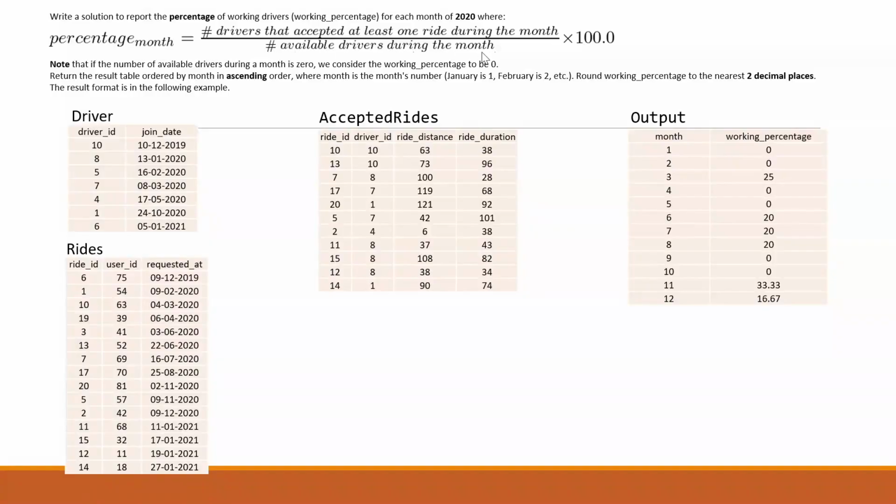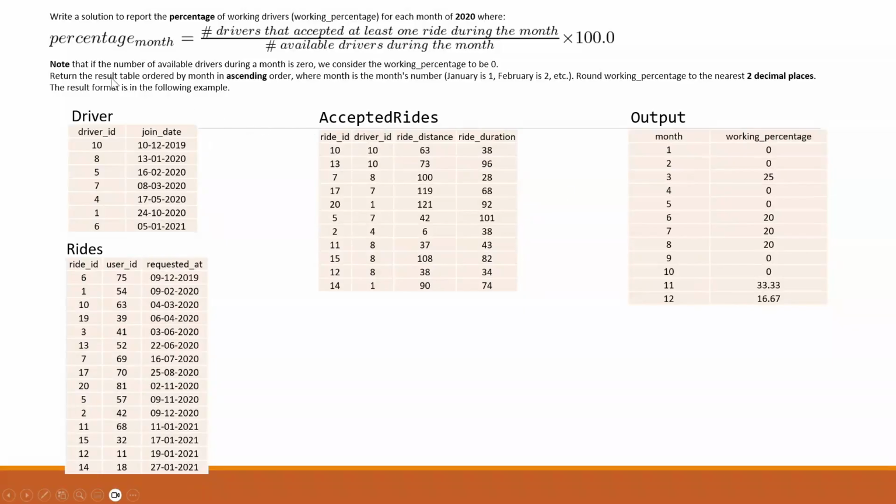And this denominator, the number of available drivers during that month, is actually the number of active drivers that we calculated in the previous question. So it is the same thing. We just need to reuse that metric, the number of active drivers for each month, to calculate this percentage. The number of drivers that accepted at least one ride during the month is something we can calculate over here, right? Once we divide and multiply by 100, we will get the working percentage, which we have to report against each month of only the year 2020, no other year, right? So that's what we need to do.